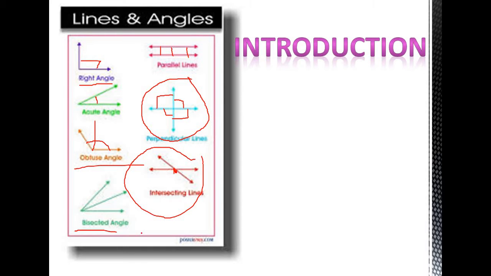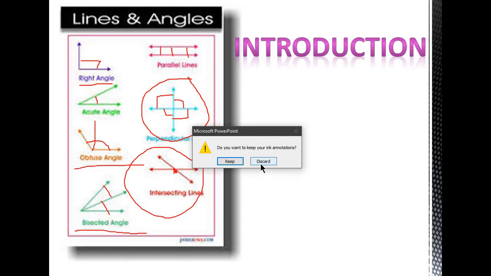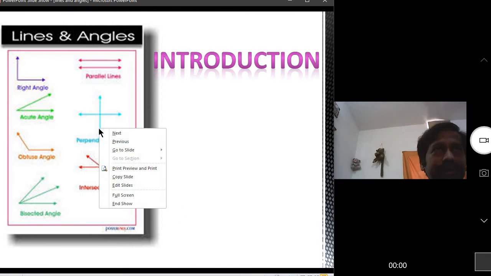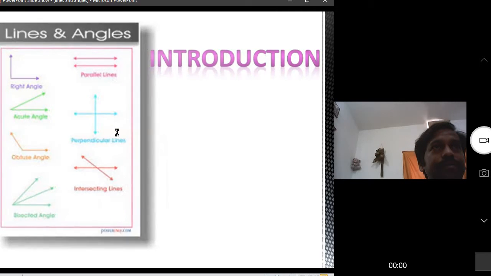This is called a bisected angle. In this case, this angle is equal to this angle. So this is called a bisected angle. These are the types of angles that we have discussed. One more important angle we have to discuss comes in the next slide.